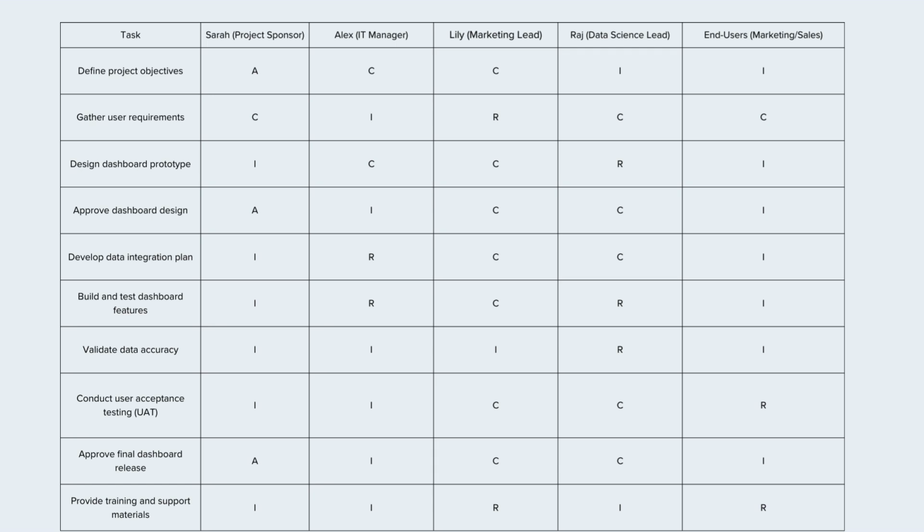Let's take one more example: provide training and support materials. Your project sponsor won't be responsible or accountable for that, so therefore she's informed. Alex is informed. Lily would be responsible since she heads the marketing department. Raj is informed, and the end users will be responsible. So think of the last activity as more of a training activity where your leads, your data scientists, or your development team would not be responsible or accountable, but essentially they will be informed or consulted.